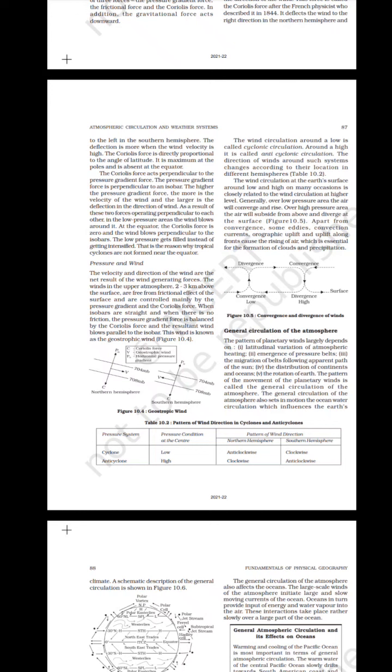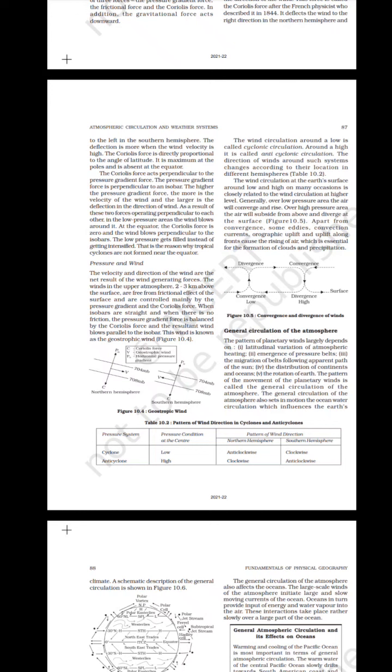Pressure and wind. The velocity and direction of the wind are the net result of the wind generating forces. The winds in the upper atmosphere, 2 to 3 kilometers above the surface, are free from the frictional effect of the surface and are controlled mainly by the pressure gradient and the Coriolis force. When isobars are straight and when there is no friction, the pressure gradient force is balanced by the Coriolis force and the resultant wind blows parallel to the isobar. This wind is known as the geostrophic wind. Take a look at figure 10.4, geostrophic wind, northern hemisphere, 704 MB, 708 MB.